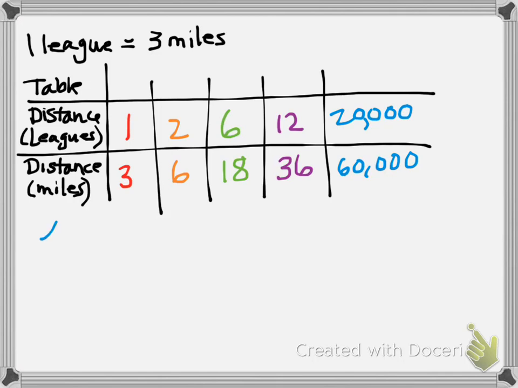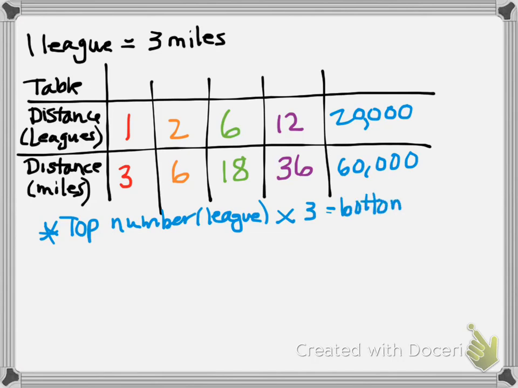Okay. So top number, I'm going to say league, just to keep us straight, what I mean by the top number. Top number times 3 equals the bottom number, which is our miles. Okay, good. So when we want to figure out the ratio, because remember that proportional relationship is 2 quantities in which the ratio of one quantity to the other is constant.